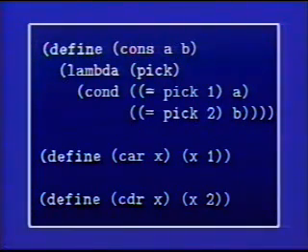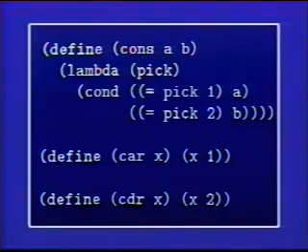Car of a pair x is going to be x applied to 1. And notice that makes sense. You may not understand why or how I'm doing such a thing, but at least it makes sense, because the thing constructed by cons is a procedure, and car applies that to 1. And similarly, cdr applies that thing to 2. Now I claim that this is a representation of cons, car, and cdr, and notice there's no data in it. It's built out of air. It's just procedures. There's no data objects at all in that representation.